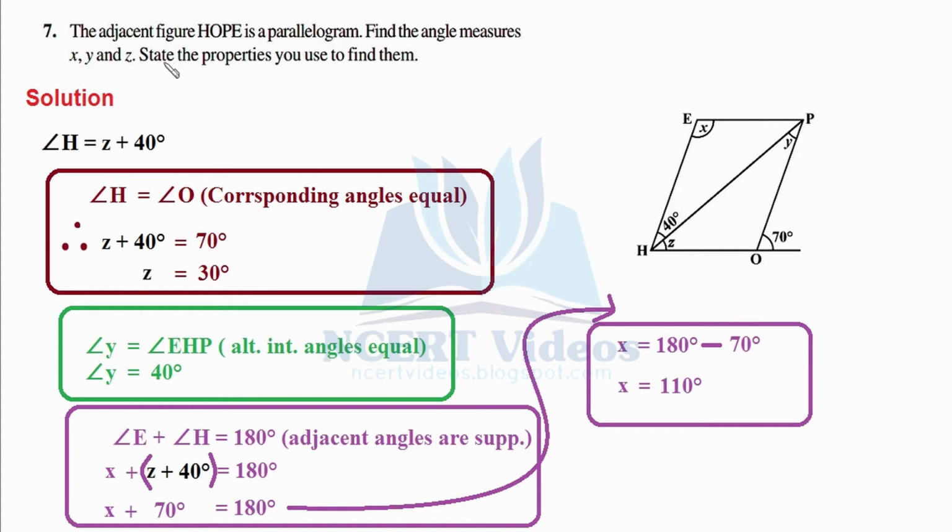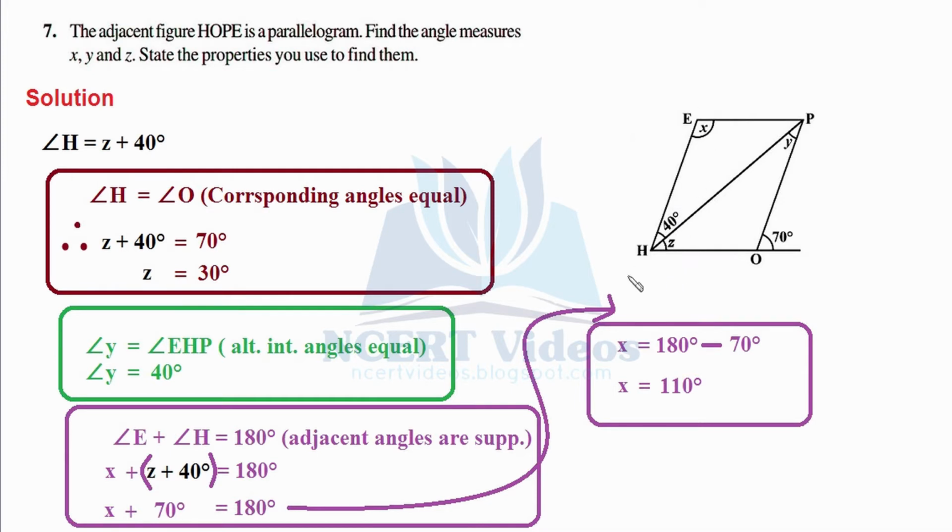So the very similar question we have done in previous questions, that is, we need to find the measure of these angles X, Y, and Z. We will use the properties that we have learned so far. So let's first visualize this given parallelogram. If you observe here, this complete angle, that is H, is equal to 40 plus Z.